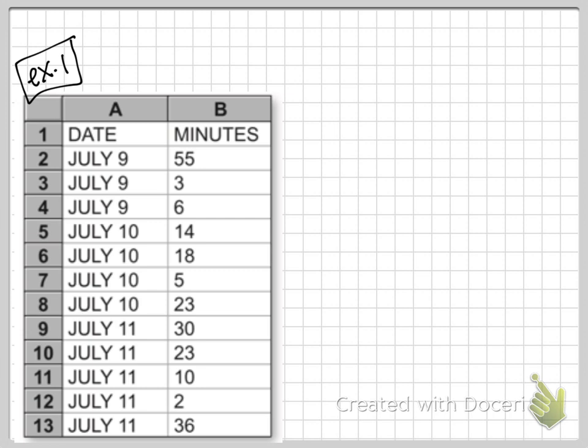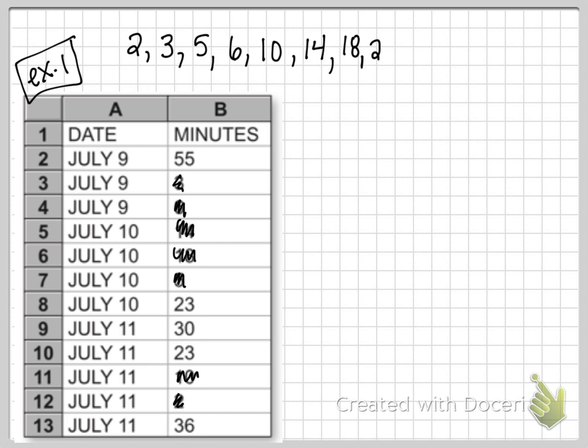So in order, our lowest number is 2. And then 3. 2, 3, 5, 6, 10, 14, 18, 23, 23, 30, 36, and finally, 55. So there's our data in order.